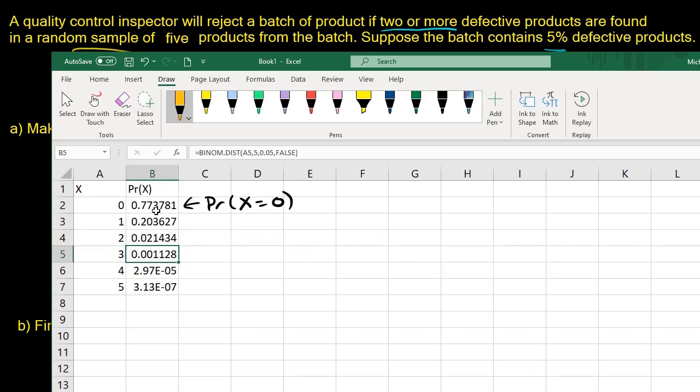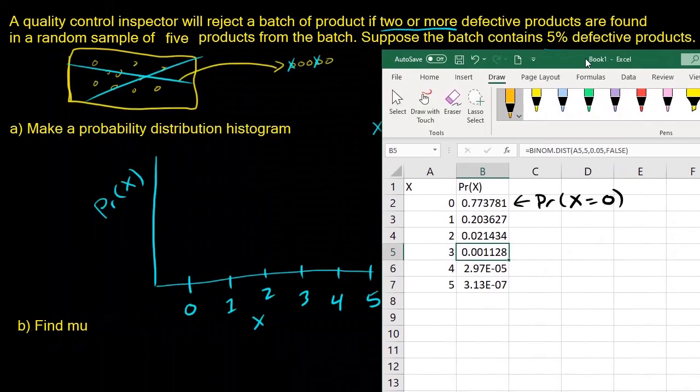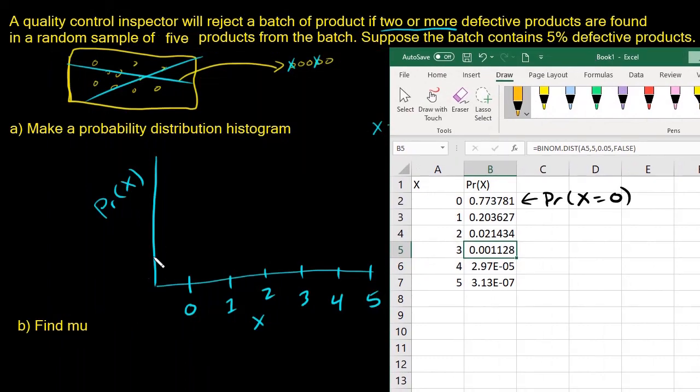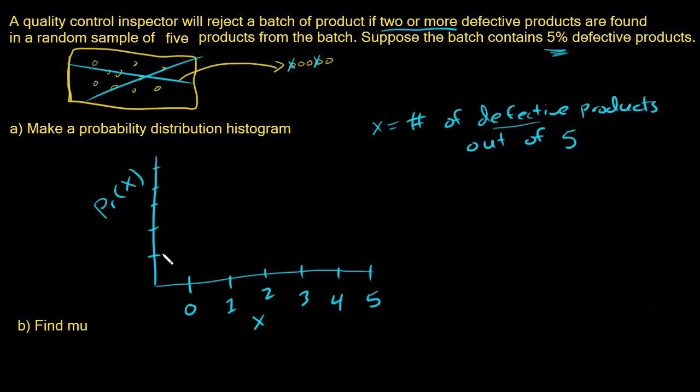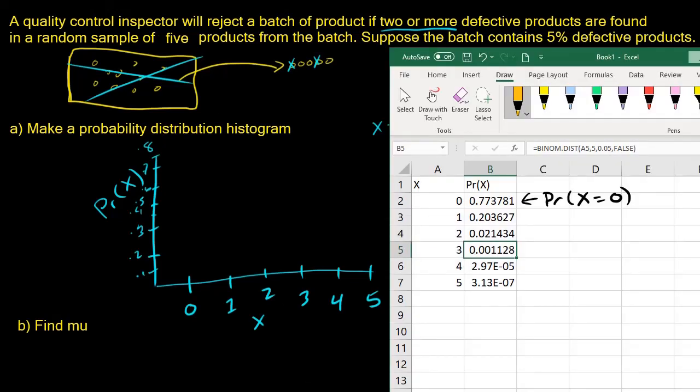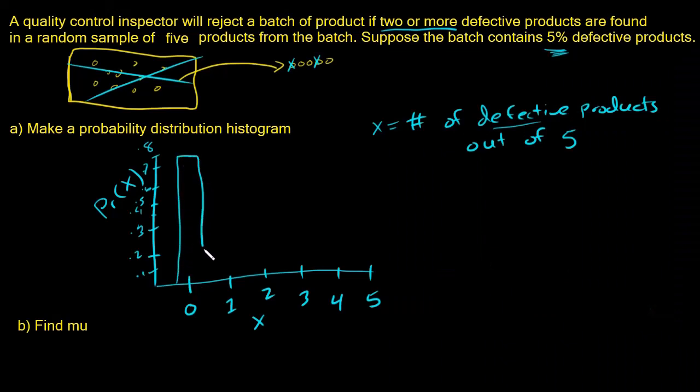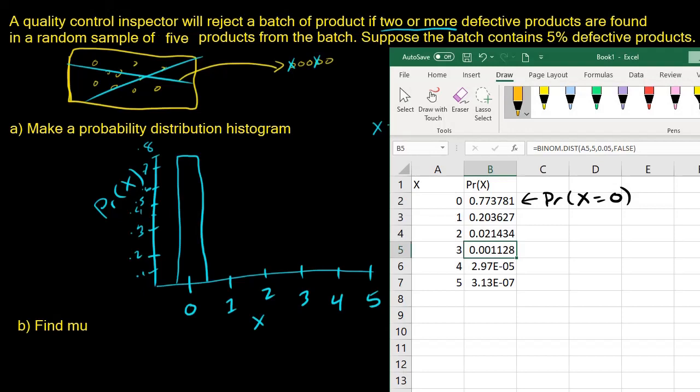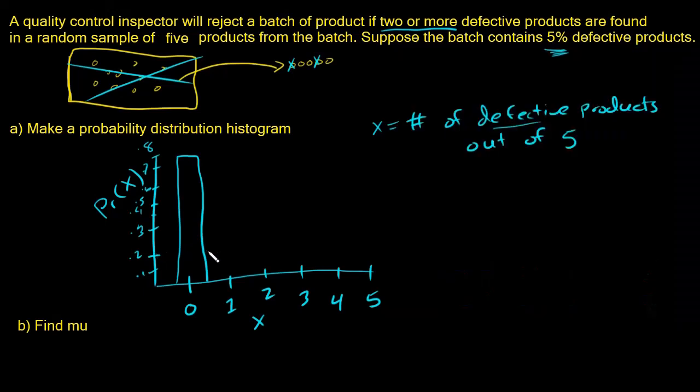Now that I have these, I need to create my histogram. I'm going to count by tenths place. So the probability that x is 0 is 0.77. So I would have this go all the way up, something like this. I'm just doing this roughly. And then the probability x is 1 is 0.203, so that's somewhere around right here.